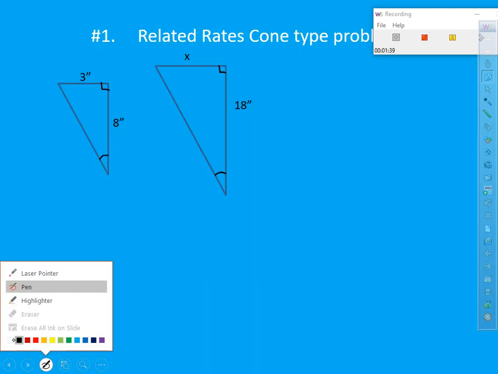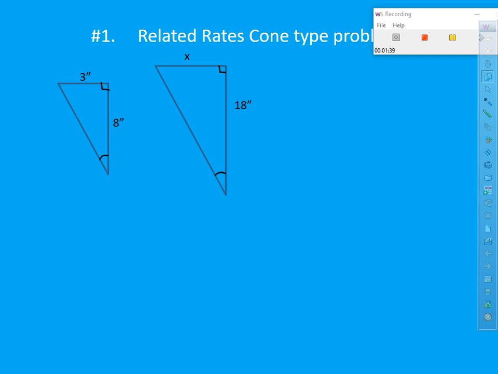Okay. Now, some things that are going to show up today. You're going to see similar triangles today. Every cone has multiple similar triangles within it. And I just want to show you how we solve these as we go.